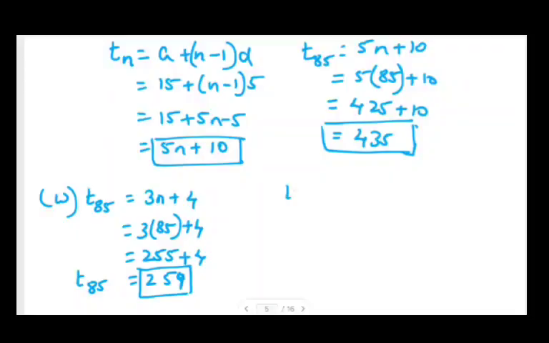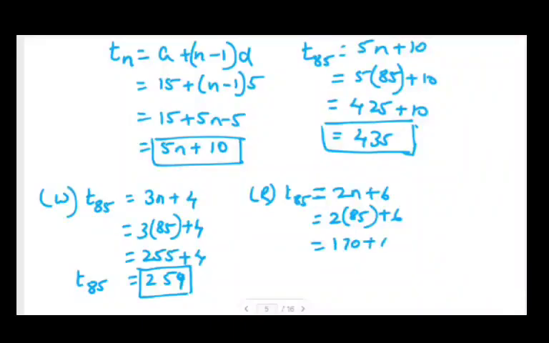And if I have to work out the red tiles for the 85th position, my rule was 2n plus 6, which is equal to 2 into 85 plus 6. Twice 85 is how much? 170, plus 6 gives me 176. So here we have calculated both ways, in a combined way as well and in separate amounts.